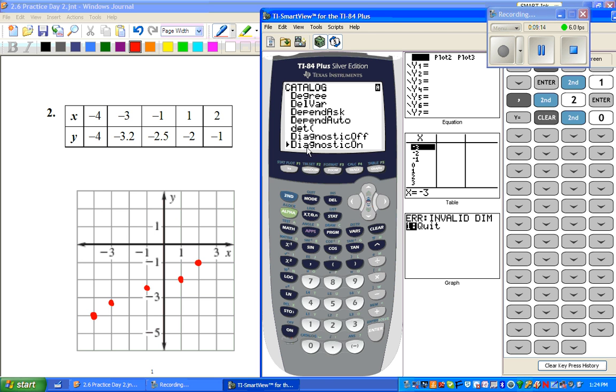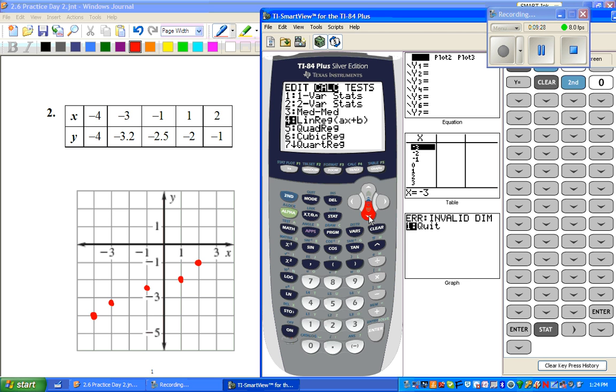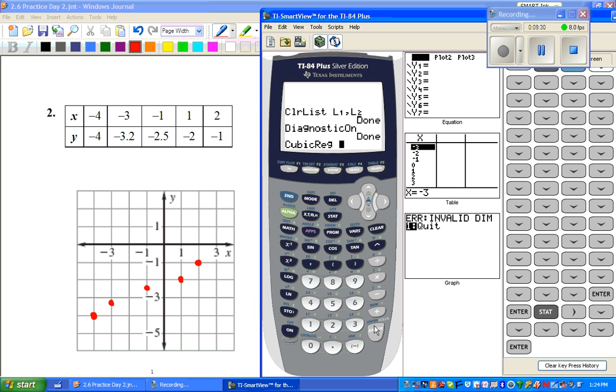Okay, I want to go to diagnostics on here. So I'm going to hit enter for that. I'm going to turn my diagnostics on, hit enter again. So now when I go to my stat, I go to calculate, I go to linear regression, although I cleared it already. Okay, let's go ahead and clear this.